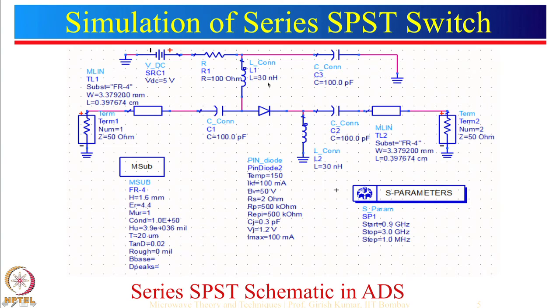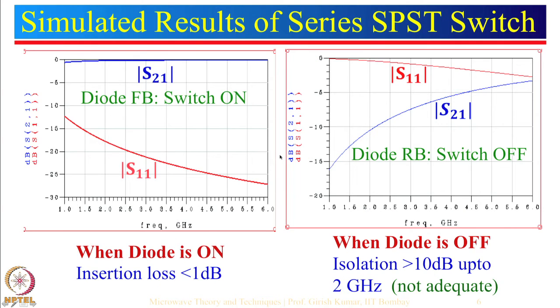Then you can see that we have used over here L equal to 30 nanohenry, which acts as an RF choke at microwave frequency. Then there is another inductor. So the path for DC will be from here to this inductor, then diode, and it will be right over here. Okay. This is a coupling capacitor at the input side, coupling capacitor at the output side. So let's see the result of this particular circuit. So now when the diode is forward biased, then switch would be on.